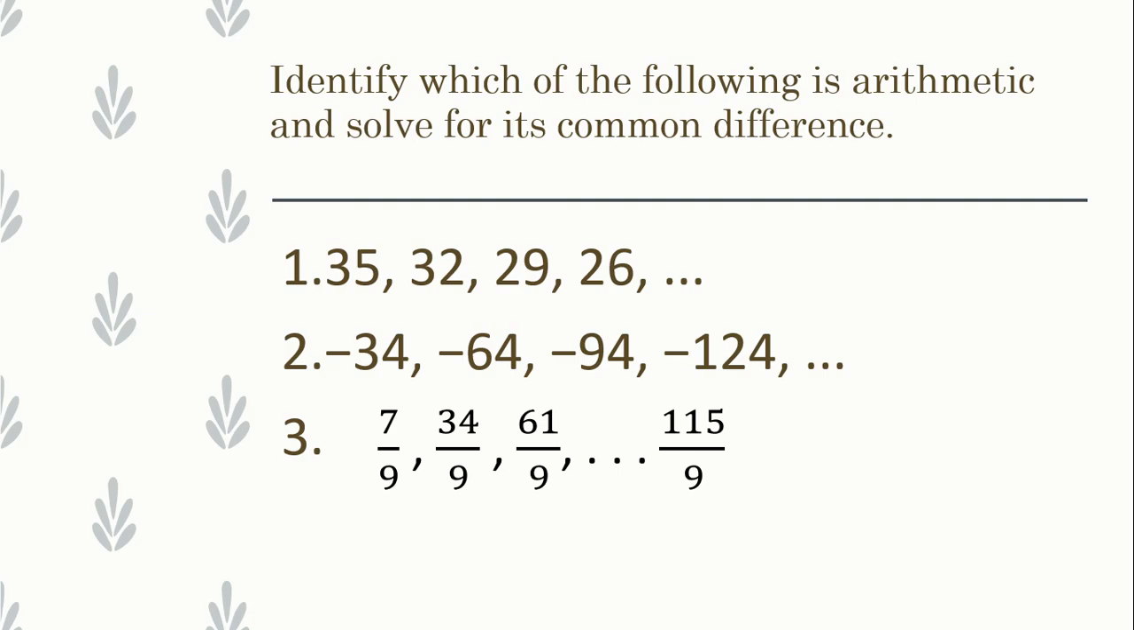Identify which of the following is arithmetic and solve for its common difference, if any. Number 1, 35, 32, 29, 26. Number 2, negative 34, negative 64, negative 94, negative 124. And lastly, 7 over 9, 34 over 9, 61 over 9, until 115 over 9.